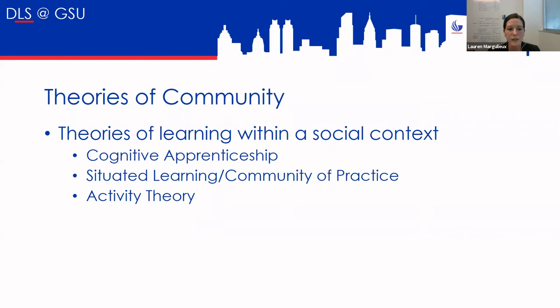The second theory of community is situated learning or community of practice. Cognitive apprenticeship is more mentor-mentee. Situated learning and community of practice is about a whole community. Like this community, CSEdGrad community, is an example of this. And the idea is that you have people sort of in the core who are, for lack of a better term, making trends, saying what's important, giving ideas about where the community should be spending its efforts.